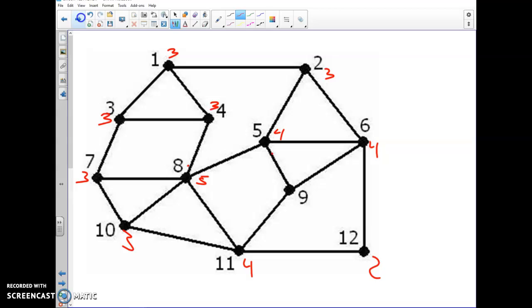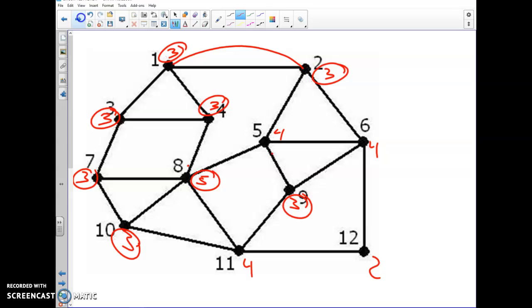3. How many odd vertices? 1, 2, 3, 4, 5, 6, 7. Oh, and I forgot this one. 8. So this is neither an Euler's path or Euler's circuit. But if I wanted to convert it to such, all I would do is connect the odd vertices.